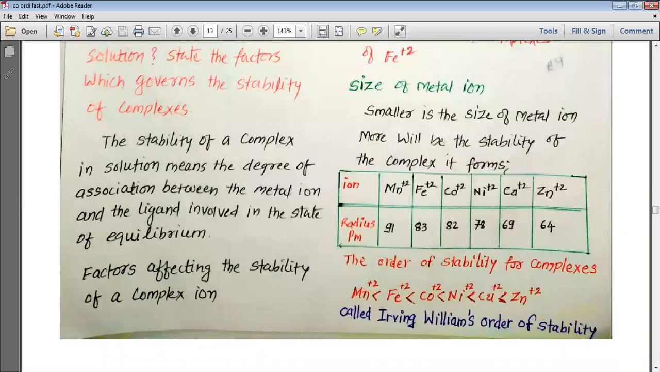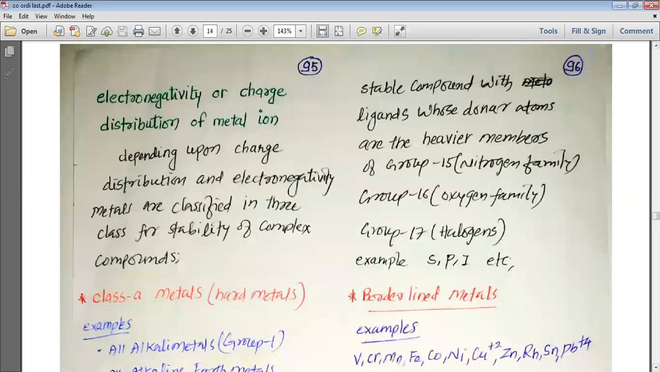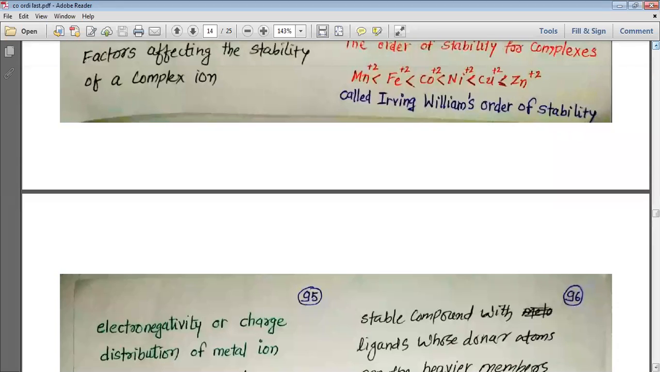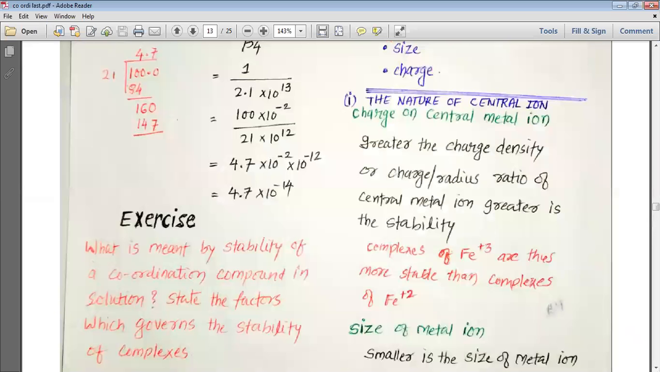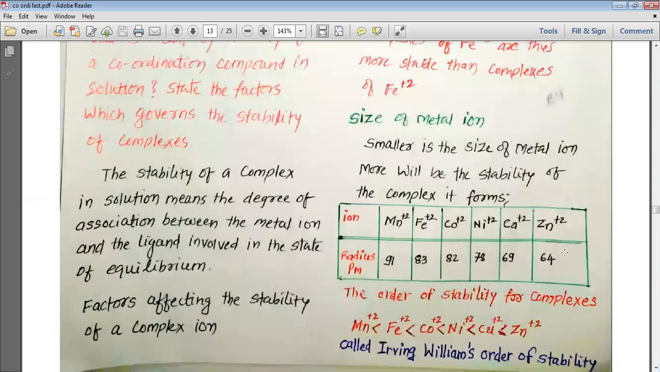We have even studied the various factors affecting the stability. The first we studied was the nature of the central atom or ion, and we studied that the greater the charge density or charge to radius ratio of the central metal ion, the greater would be its stability. Then the next factor was the size of the metal ion, and we have seen that the smaller the size of the metal ion, the more will be its stability.